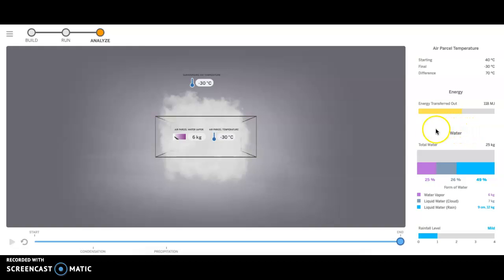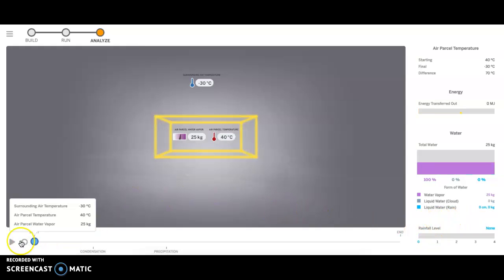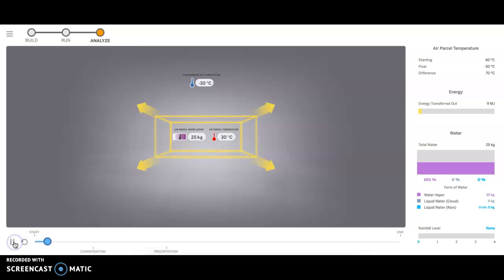Okay, and then lastly we have water. So we have data here about water vapor, liquid water in the cloud, and liquid water as rain, and the amount of rainfall. Also, you can replay this sim if you need.